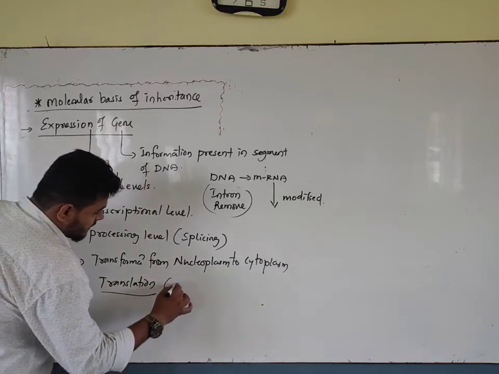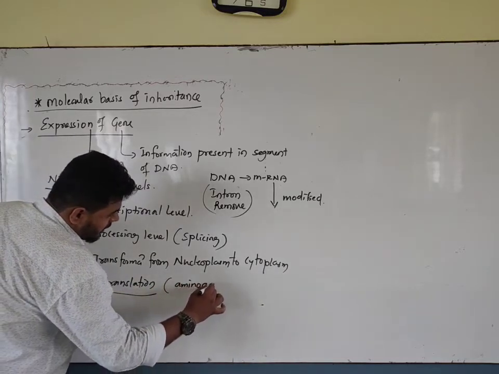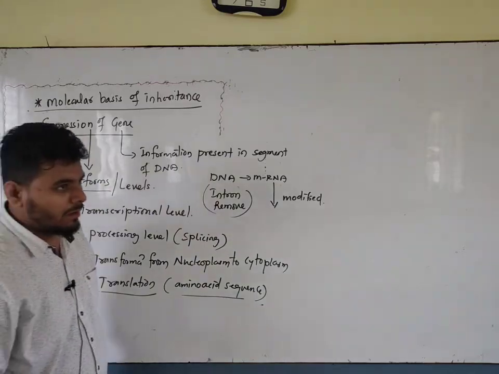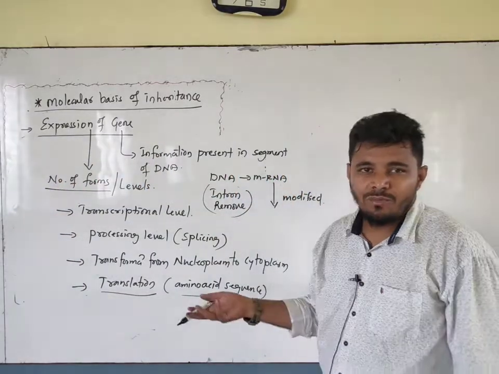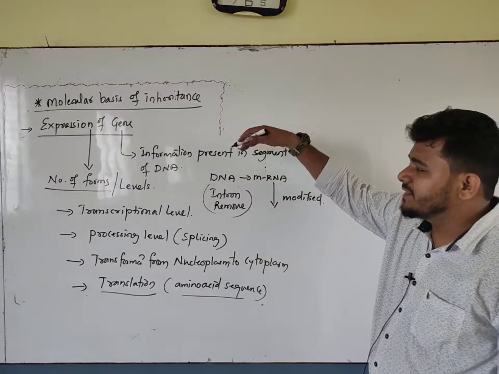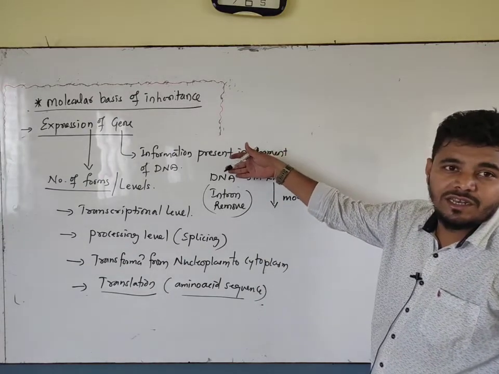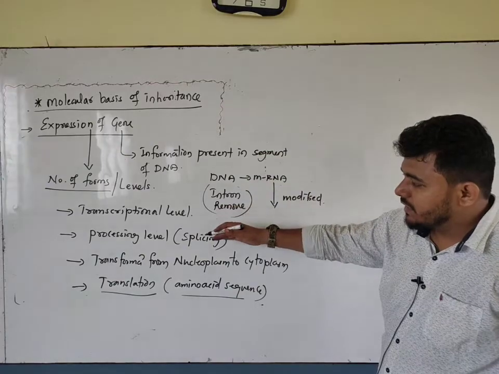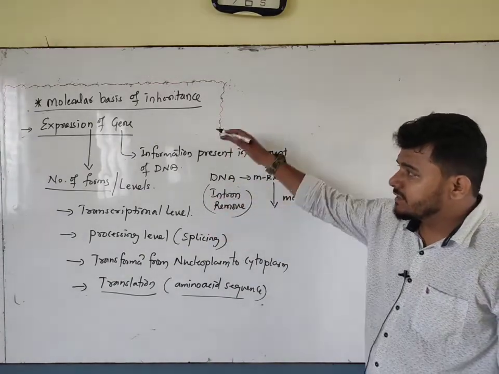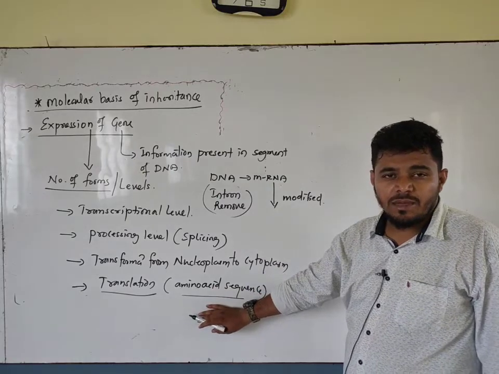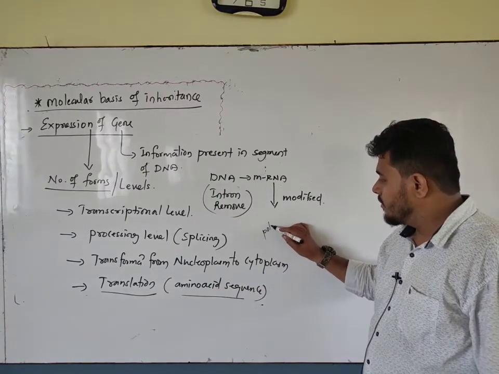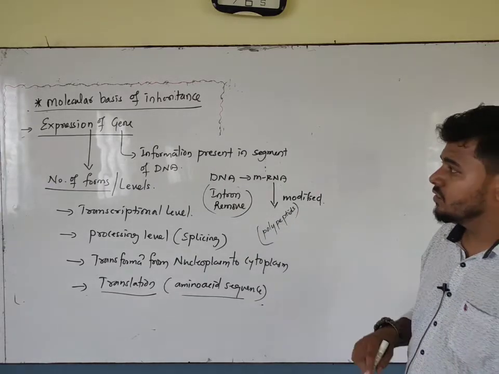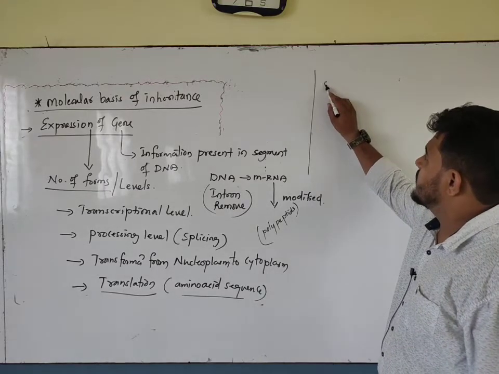So in translation it is expressed in an amino acid sequence. This is the final expression. So the final expression is the formation of polypeptide. So the information which is present in DNA, through all these processing levels, these expression levels, finally forms amino acid sequences, particularly polypeptides.